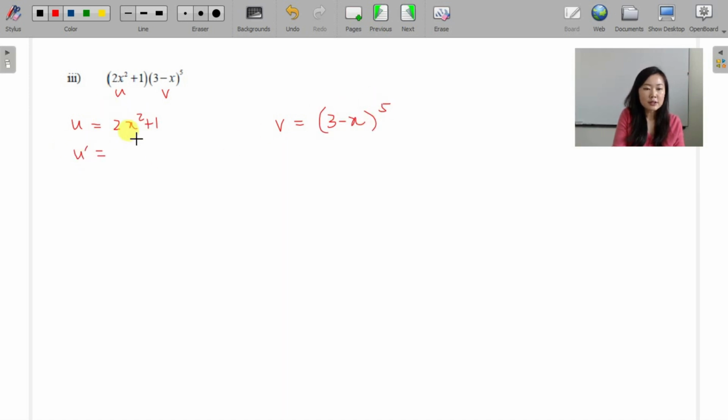U dash, so you just differentiate that, so that's 2 times 2x, 4x. V dash, chain rule, bring the power down. Subtract the power by 1 times the derivative of the inside, which is minus 1.